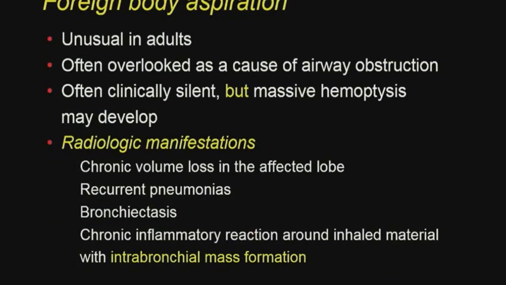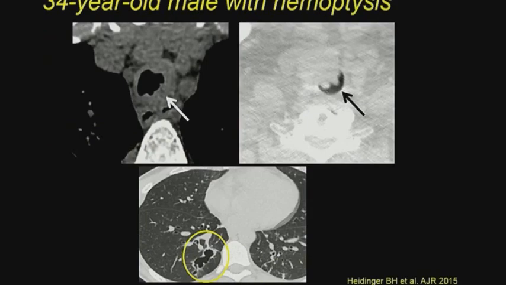Foreign body aspiration is unusual in adults, and it's often overlooked as a cause of airway obstruction. It may be clinically silent, but massive hemoptysis may develop, especially if the foreign body penetrates the adjacent vessel. The radiological manifestations are chronic volume loss in the affected lobe, recurrent pneumonias, bronchiectasis, and also chronic inflammatory reaction around the inhaled material with intrabronchial mass formation.